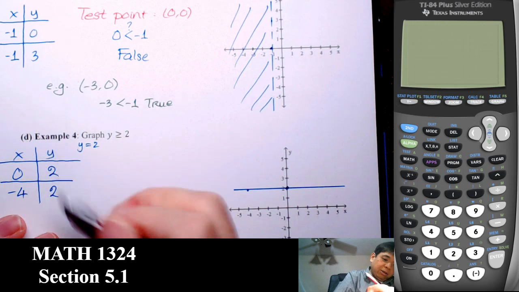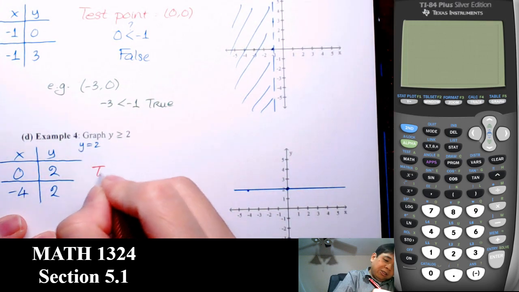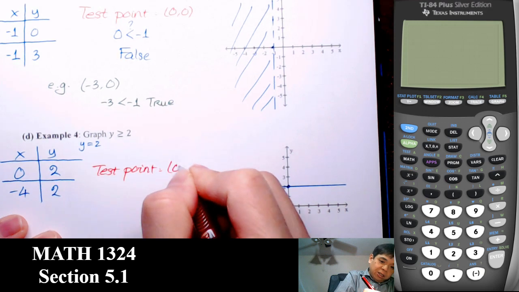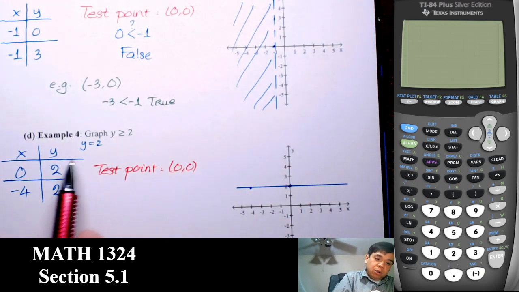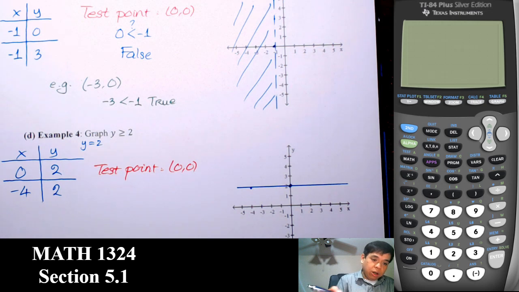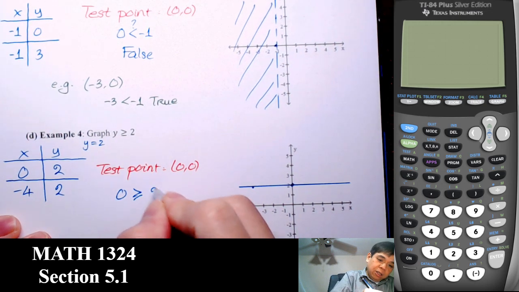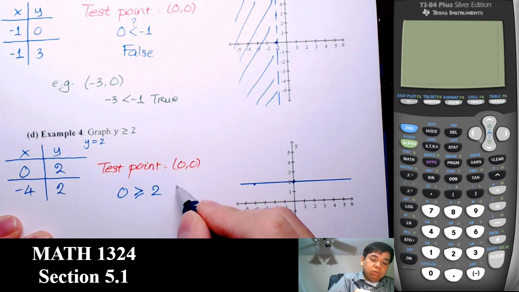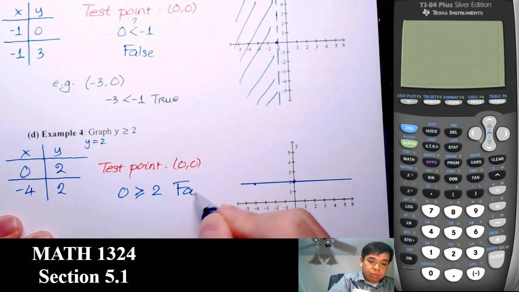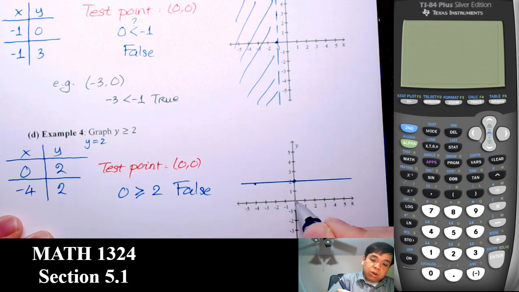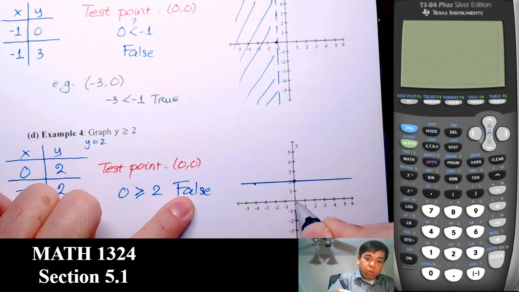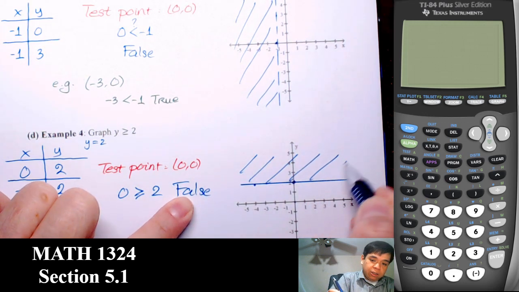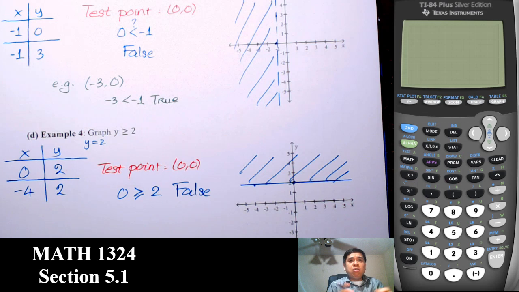And again, we have the test point 0, 0. So put 0 in this inequality, and 0 is not greater than or equal to 2, so that is false. So 0, 0 doesn't work. So we go across the line and we shade the region. So that's pretty much this section.